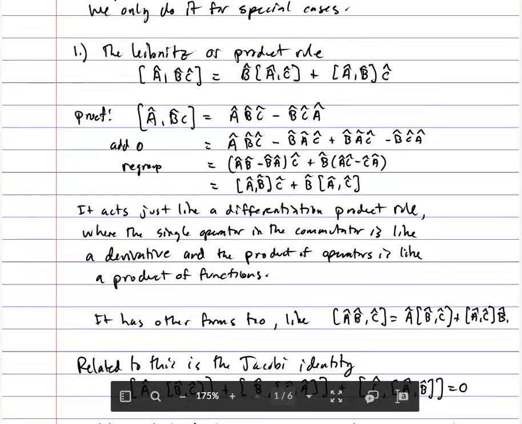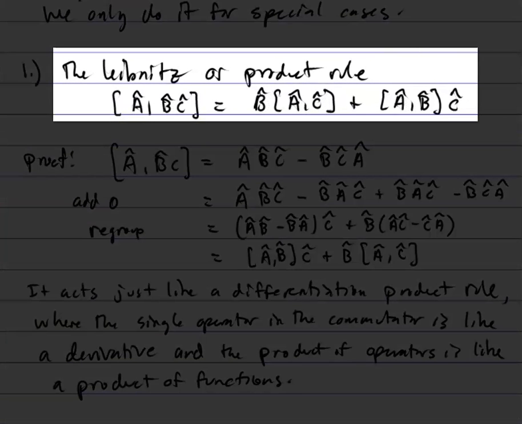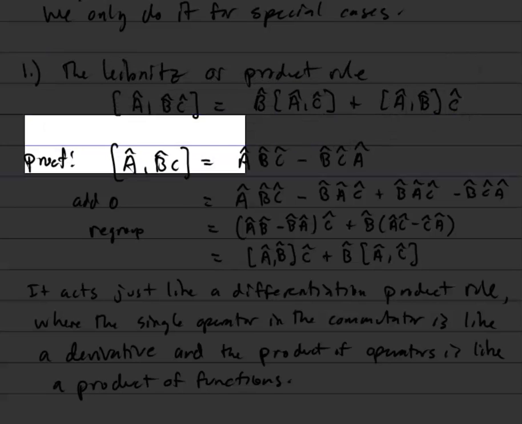Our first identity is the Leibniz or product rule. And that says the commutator of A with the product of B and C is equal to B times the commutator of A with C plus the commutator of A with B times C. You can think of this as moving the B, which is on the left, through the commutator to the left, and moving the C, which is on the right, through the commutator to the right. If you think about sliding each of those operators out to the left or the right, depending upon the order that they appear in the product, that is the way that you can remember what this commutation relation is. How do we prove it?